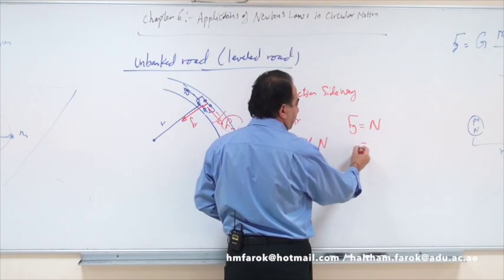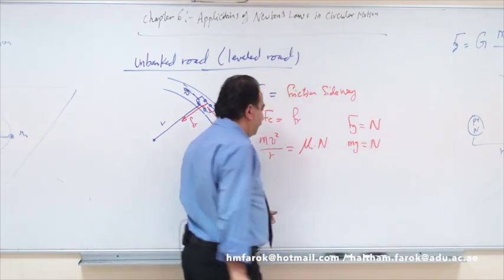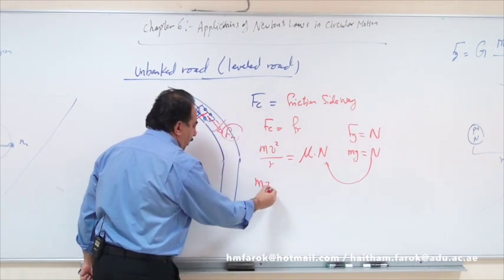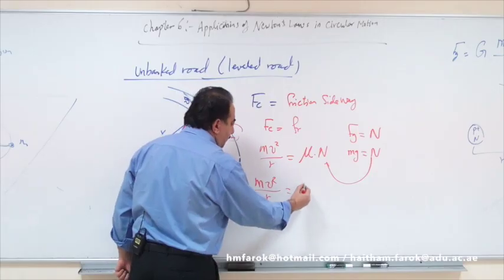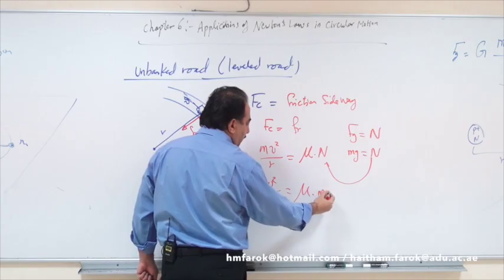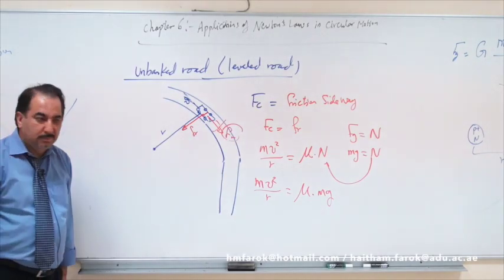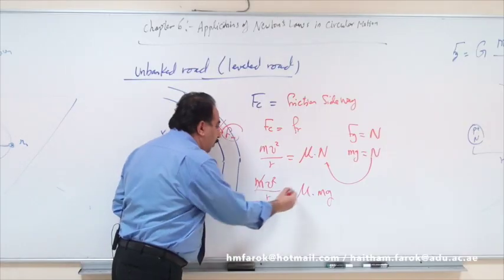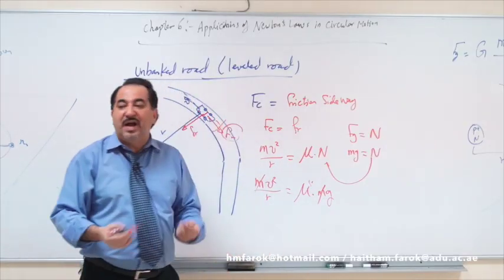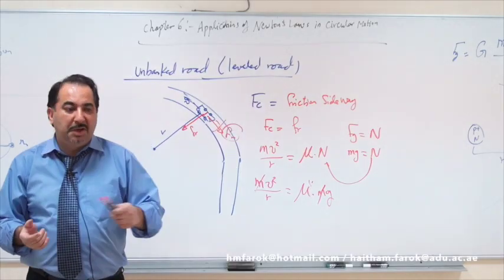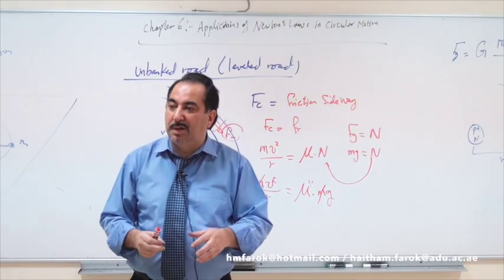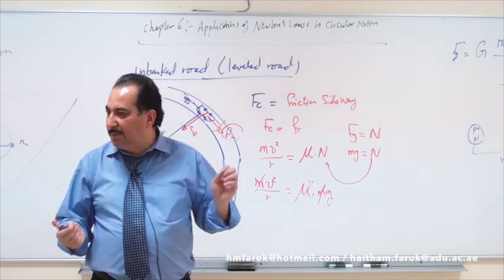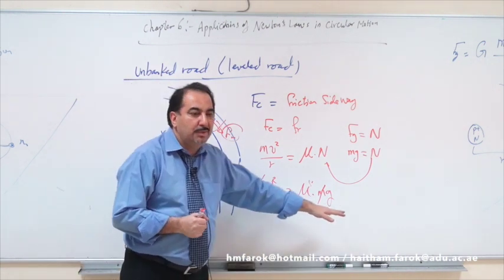Now replace the Fg. Mg equal N, yeah? Now let's put N here. We'll have mv square over r equal mu multiplied by mg. Do I need the mass of the car? Look on both sides. Which means the mass has no effect on the circular motion. Regardless of the mass of the car, big car, small car, bicycles, bike, it will follow the same equation. The equation does not depend on the mass.